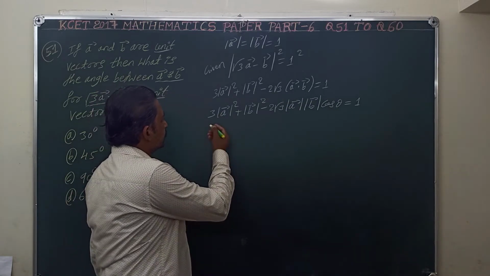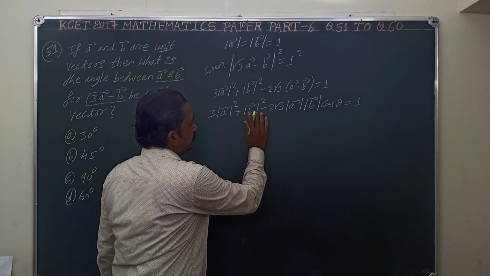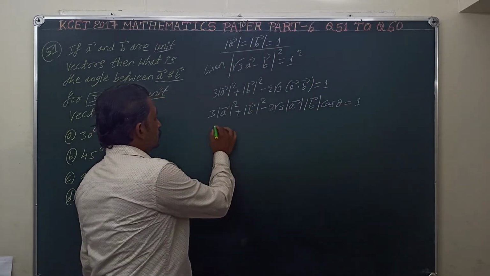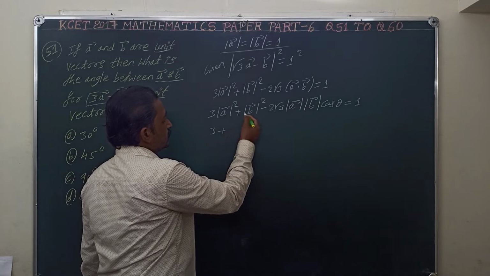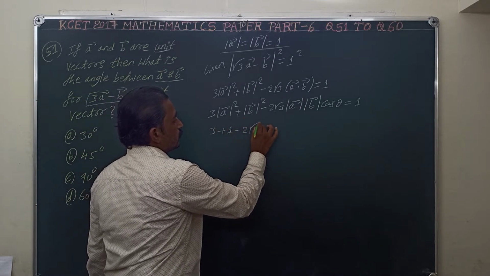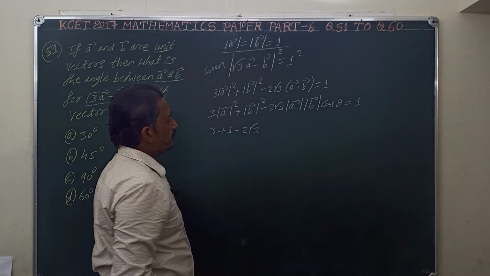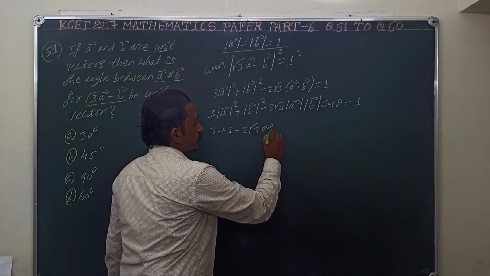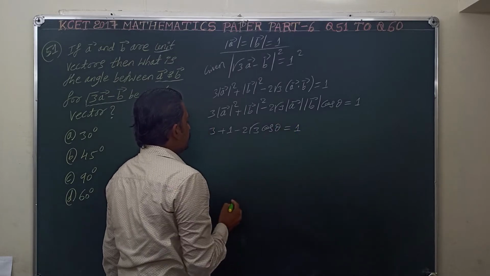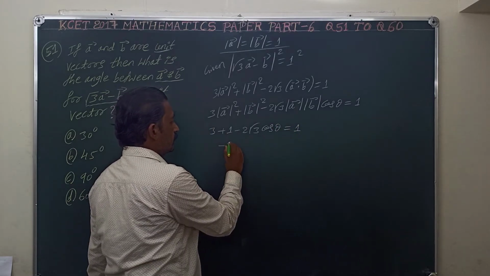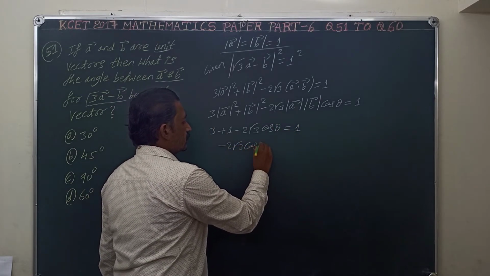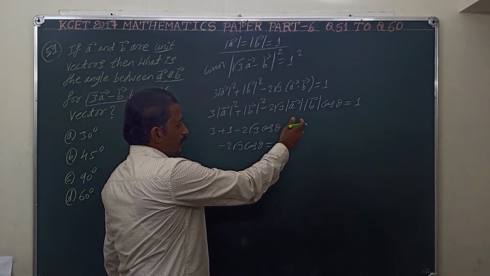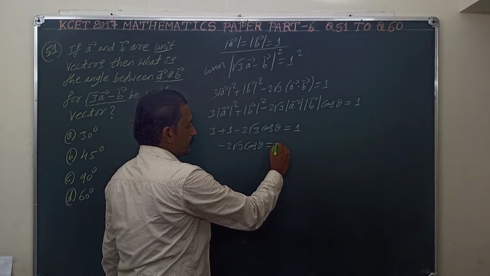Okay, next in this case substitute the magnitude of A and magnitude of B. Using the condition, 3 into 1 square, 1, plus 1 square, 1, minus 2 root 3, magnitude of A is also 1, magnitude of B is also 1, 1 into 1 is 1, into cos theta equal to 1. So now 3 plus 1 is 4, minus 2 root 3 cos theta equal to 1. Move 4 towards the right hand side, minus 4, it becomes 1 minus 4, minus 3.